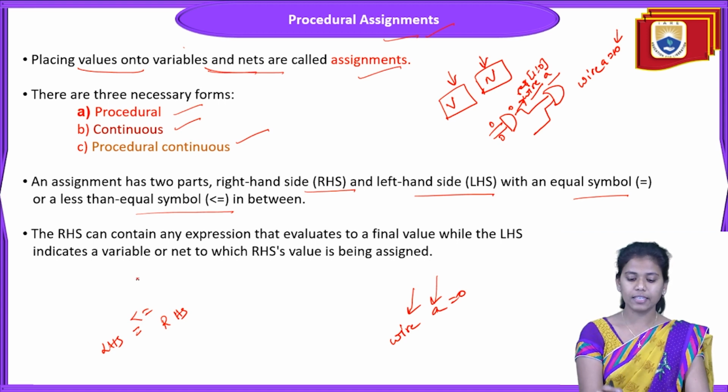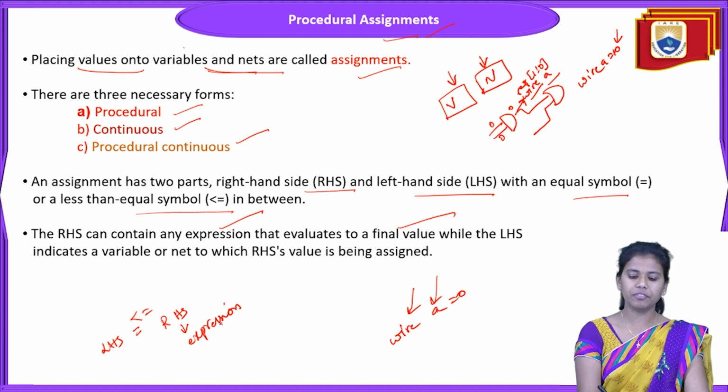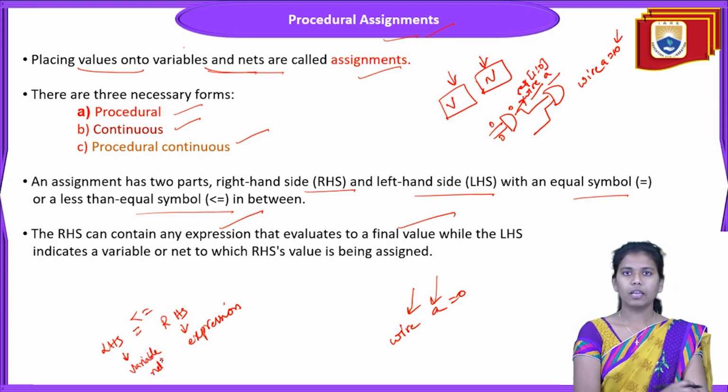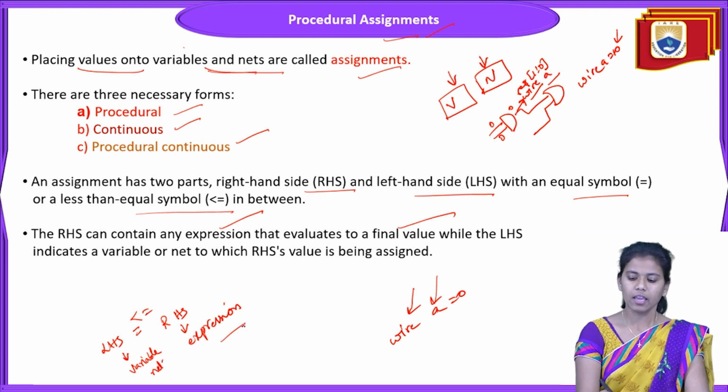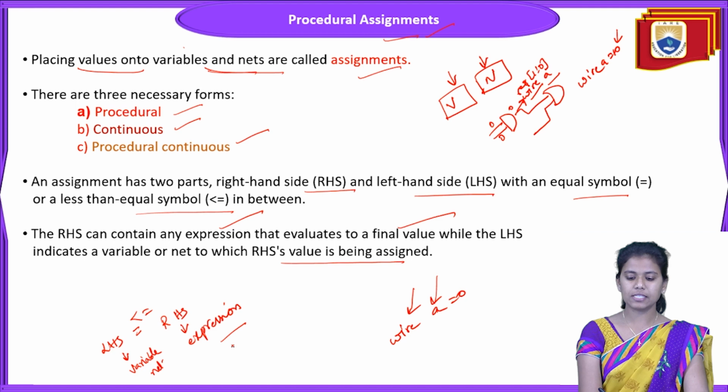The right hand side contains an expression. That expression will evaluate to the final value, whereas the left hand side indicates the variables or net. Left hand side indicates variables or net, whereas the right hand side indicates the expression that gives the final value of the output. So here the RHS value is being assigned.